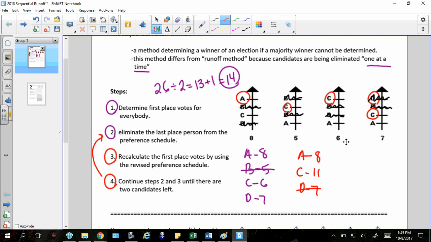All right, so when we recalculate, A has 8 votes. C now has 18 votes. So my winner is C. All right, remember, the difference between runoff method is I would keep the top 2 and eliminate everybody in one step. Sequential runoff is when you eliminate one at a time.